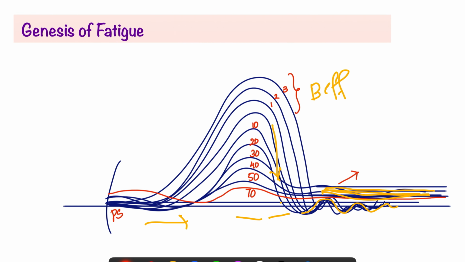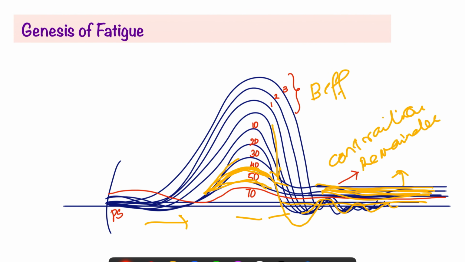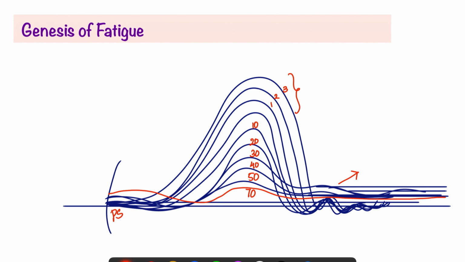And that is called contraction remainder. If we give stimulus continuously, the baseline will be raised. That is called contraction remainder. Why is there contraction remainder? It is because of inadequate and incomplete relaxation. As you can see here, at the 40th and 50th stimulus, the curve is not coming to the relaxation phase. There will be incomplete relaxation. Okay, so that is why the contraction remainder is happening.